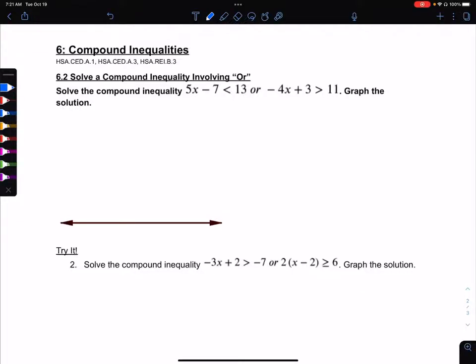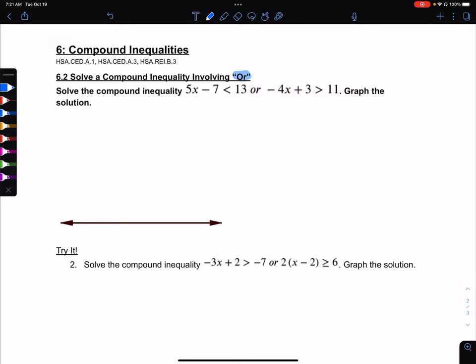Here we're going to look at topic 6, example 2, solve a compound inequality involving OR. So take note here, this is an OR inequality for compound inequality. Solve the compound inequality 5x minus 7 is less than 13 or negative 4x plus 3 is greater than 11.